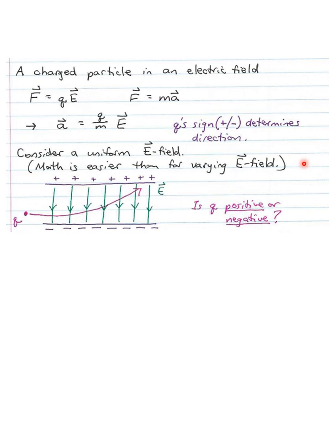So we can assess what is the sign of the charge. Is it positive or is it negative? And you can see that it accelerated in the direction that electric field lines do not go. Remember that electric field lines always go in the direction that a positive charge would go. So this charge here must be negative.